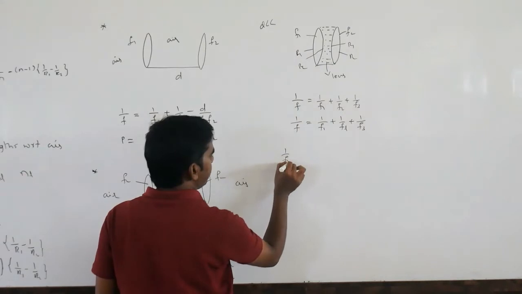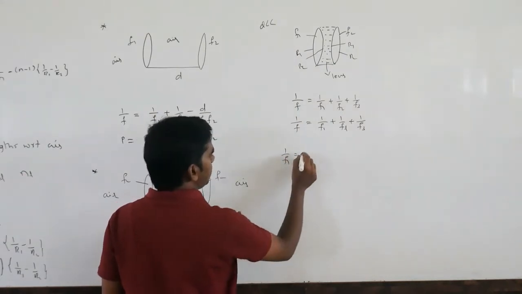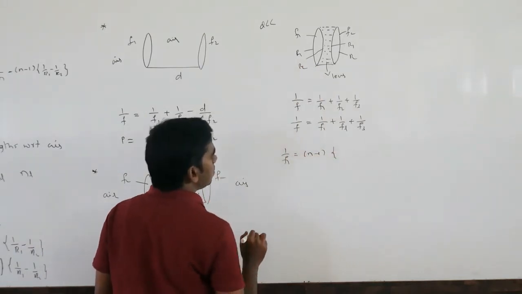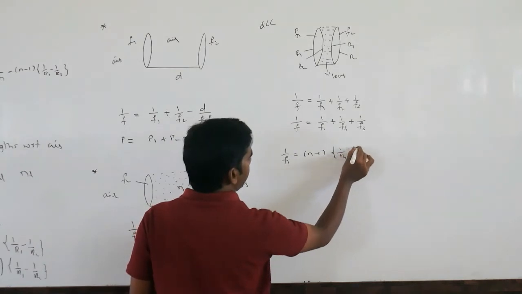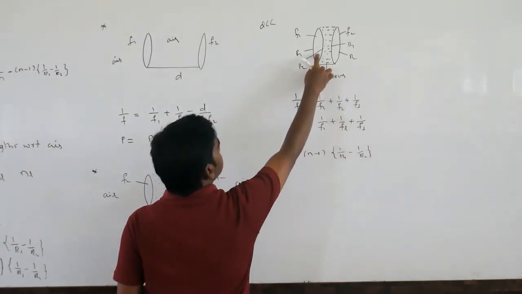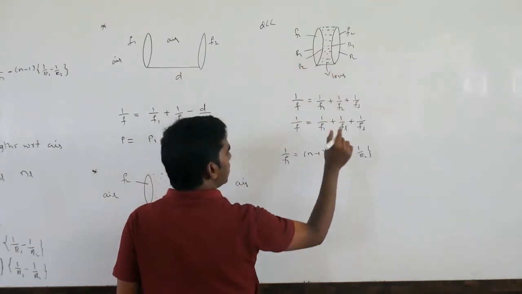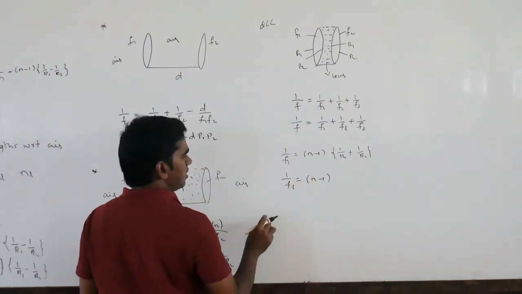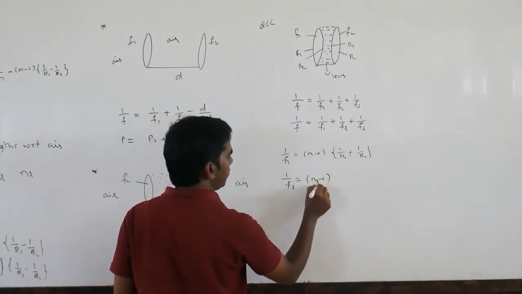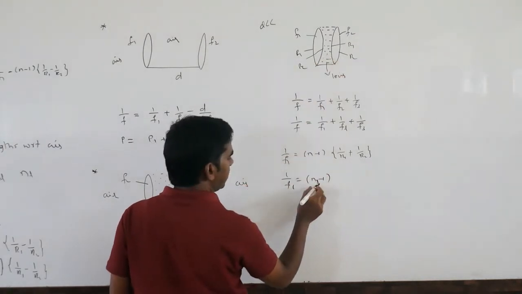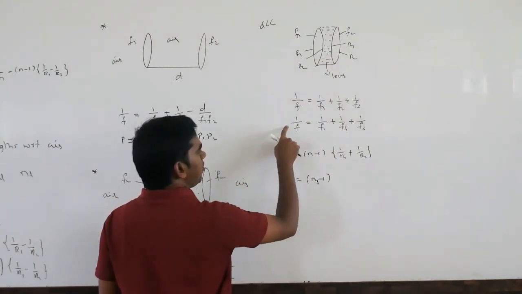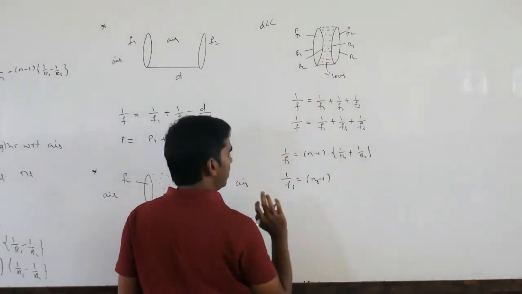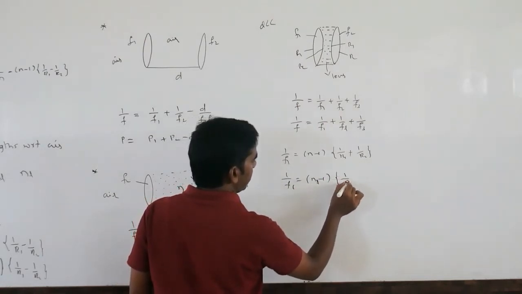So what is the 1 by F1? 1 by F1 is equal to, for the first focal length, n minus 1 into 1 by R1 minus 1 by R2, but this R2 will become negative, so you can write it as plus. For the liquid, again n minus 1, this refractive index is not of the lens now, it is of this medium. Again remember these F1, F2, F3 are with respect to air, not with respect to this medium. So you can write it as 1 by R1.